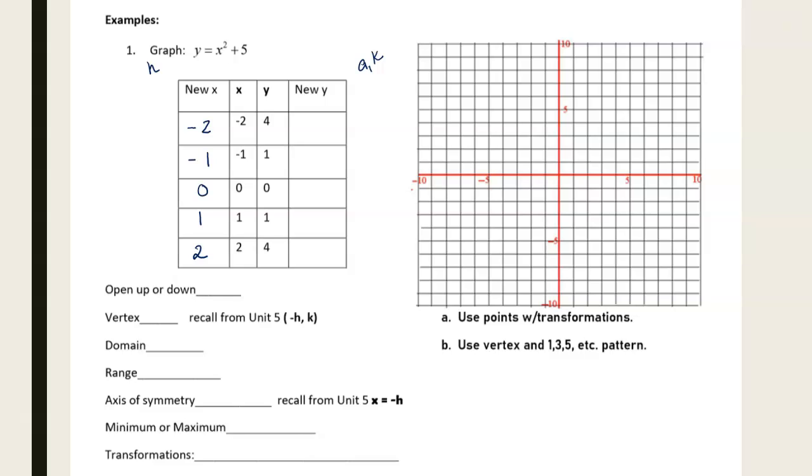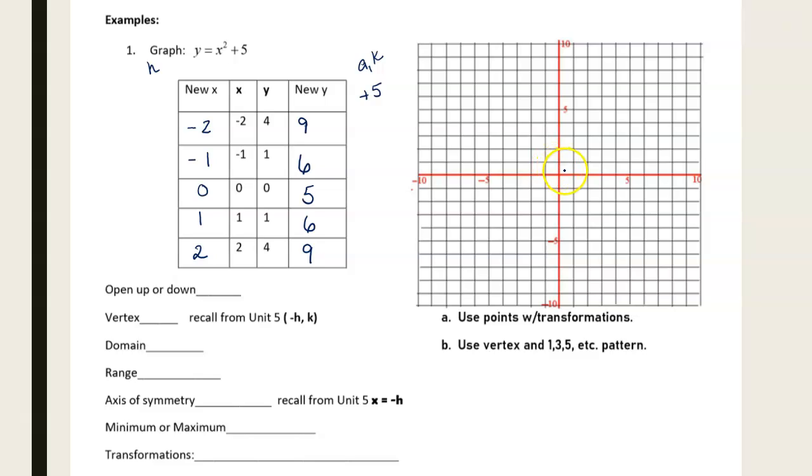So now we're going to look at our y's. The k is 5, so we're going to add 5 to all of the outputs of the y's. So when you add 5 to 4, it's 9. 1 and 5, it's 6. 0 and 5, it's 5. Now this other side is going to go back up the other side of the parabola, so you're going to have a nice U-shaped pattern there.